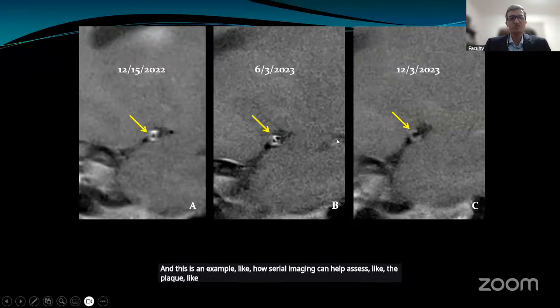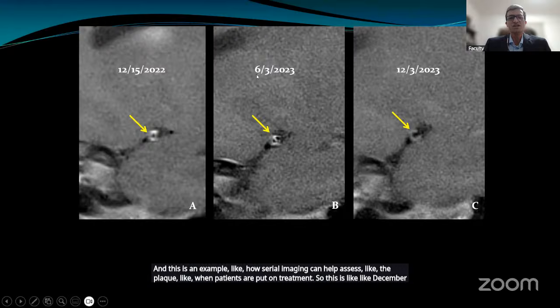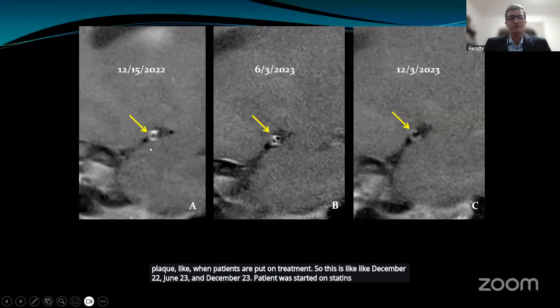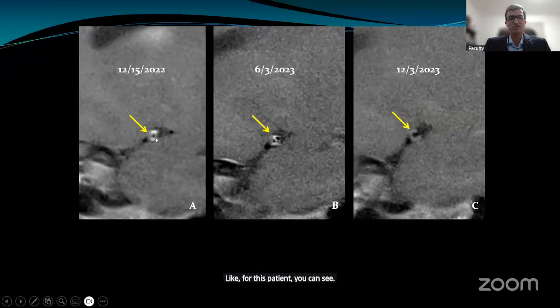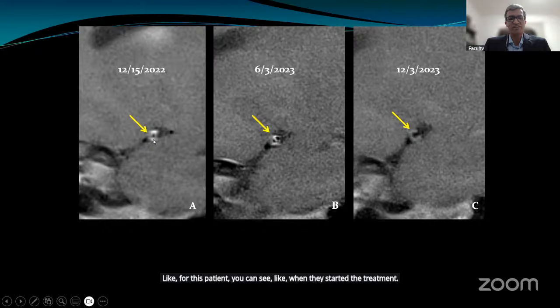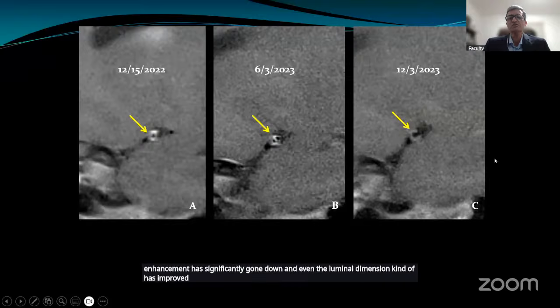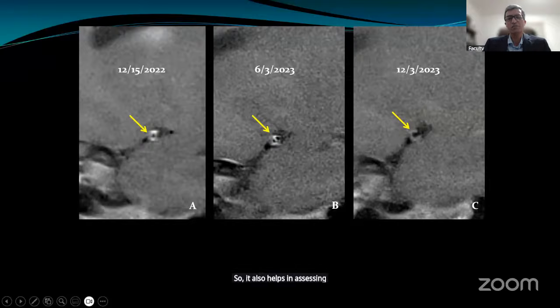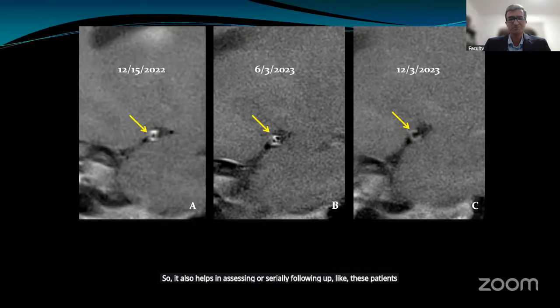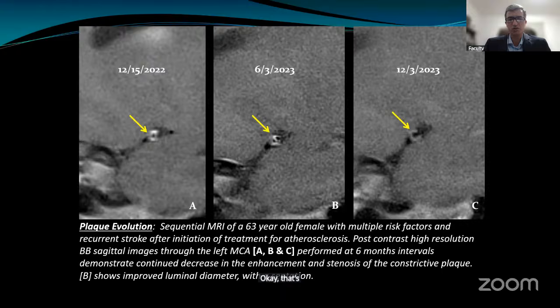Okay. And this is an example of how serial imaging can help assess the plaque when patients are put on treatment. So this is December 22, June 23, and December 23. The patient was started on statins. For this patient, you can see that when they started the treatment, the plaque was intensely enhancing. It was more of an eccentric enhancement. Progressively, the enhancement decreased, septations were formed, and then at the end of 1 year, you could see the enhancement has significantly gone down, and even the luminal dimension has improved. So it also helps in serially following up these patients who are put on treatment. Okay, that's one utility of vessel wall imaging.